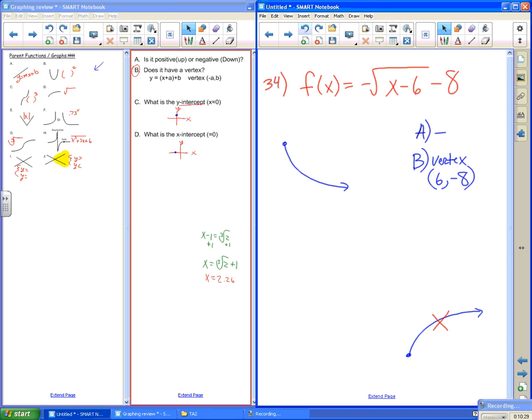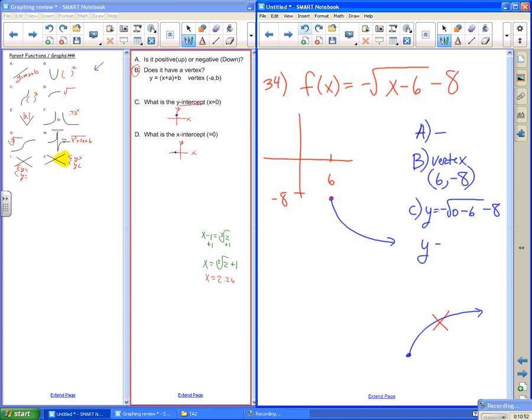So now I know that this graph, that 6, -8, there's a point, and that's where that part of the graph is. Okay. And then the next thing, when I plug in 0, what do I get? So y-intercept is negative square root of 0 minus 6 minus 8, and that gives me an I of some sorts, or an error if you're using the right calculator. So that means none. And you can see up here, when do I hit the y-intercept? I don't. Okay, so none.